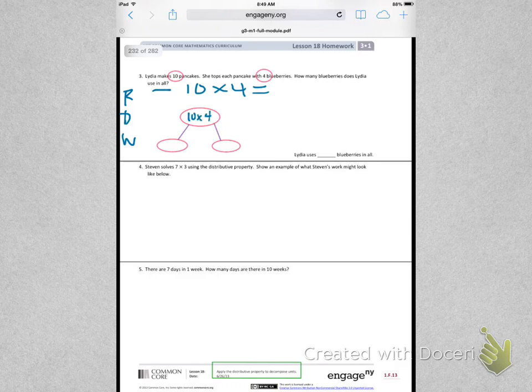Now I need to decompose that 10. 5 plus 5 equals 10. Remember, I'll be putting them back together later. But now I need to go ahead and multiply them. 4 is my constant, so I don't want to change that. That's how many's in my groups. 4 blueberries. So 5 times 4 and 5 times 4. Let's go ahead and see what this looks like when we write it all out.